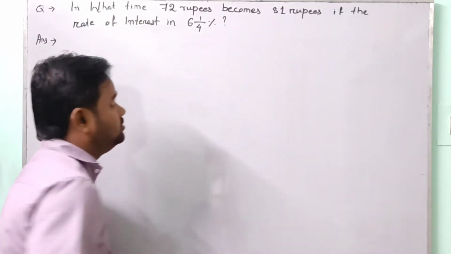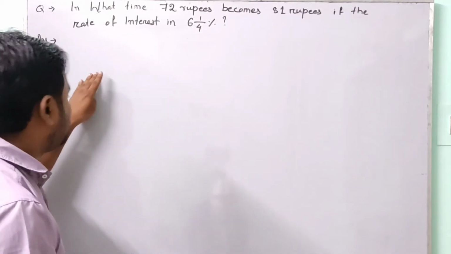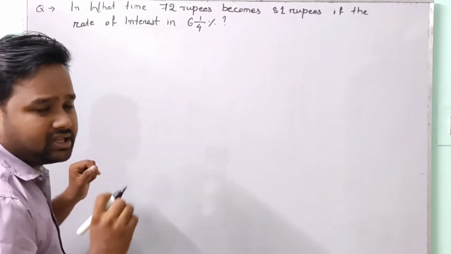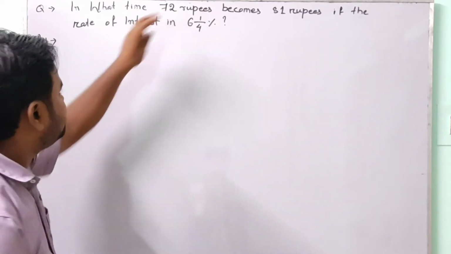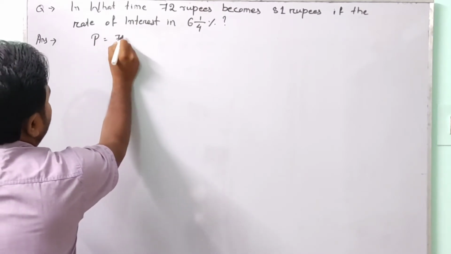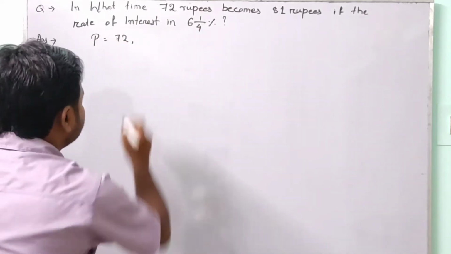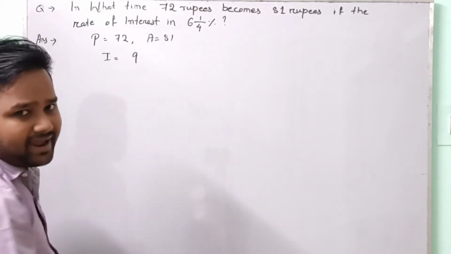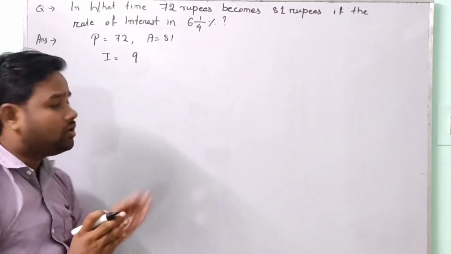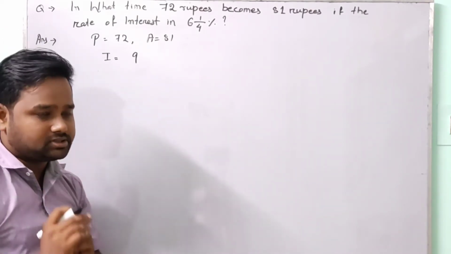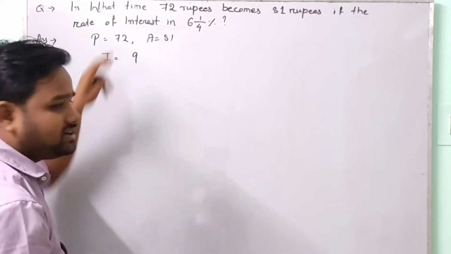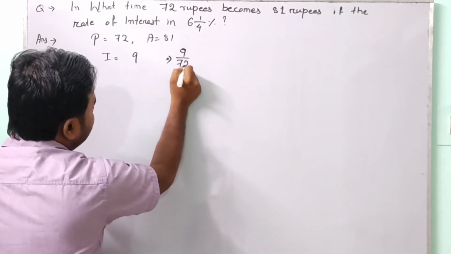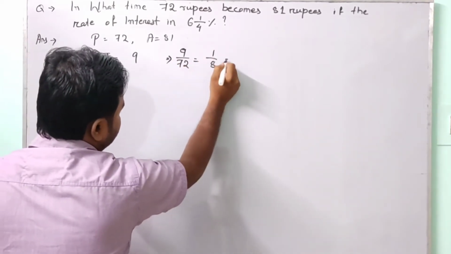So here what we have to do, in the formula basis it can be done, but I will do it in the short trick. First, the principal amount is given, 72 rupees, and the total amount given here is 81. So what is the interest? The interest is 9 rupees, and I have told you always to calculate interest in percentage. So 9 rupees interest on 72 rupees. So the interest in percentage will be 9 divided by 72, which is equal to 1 by 8.